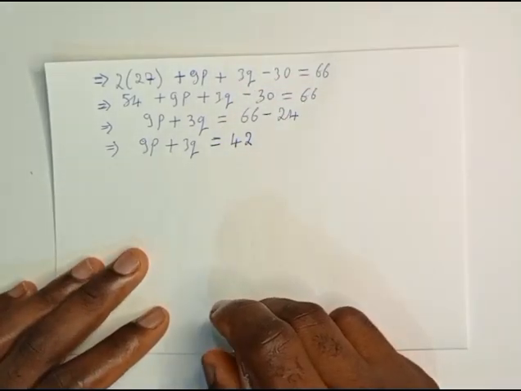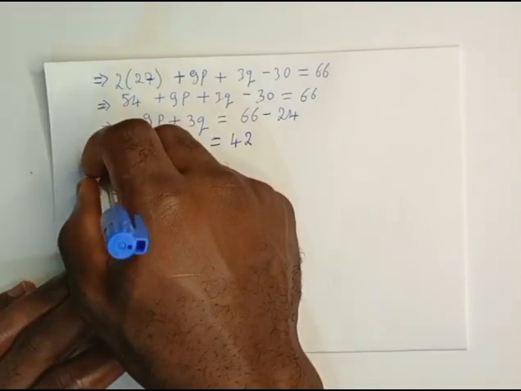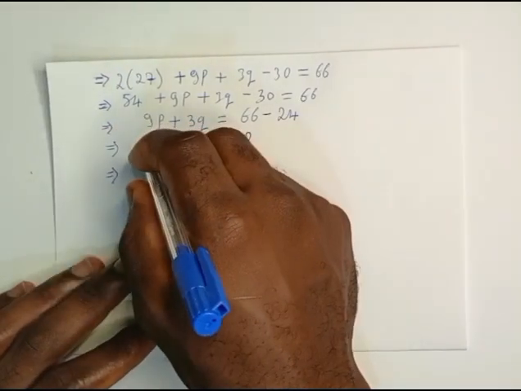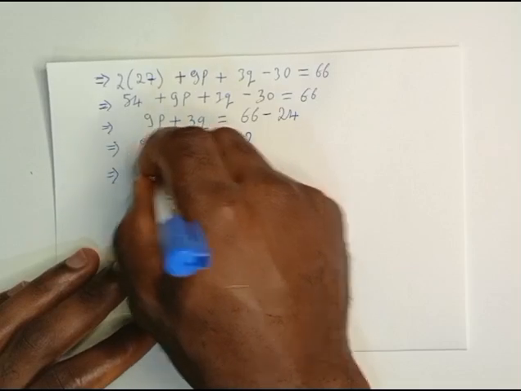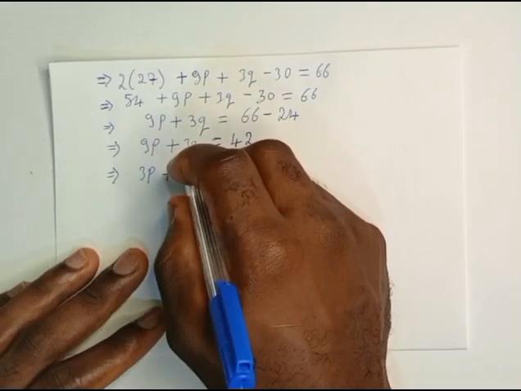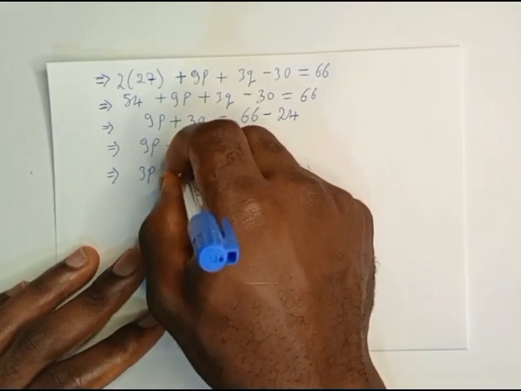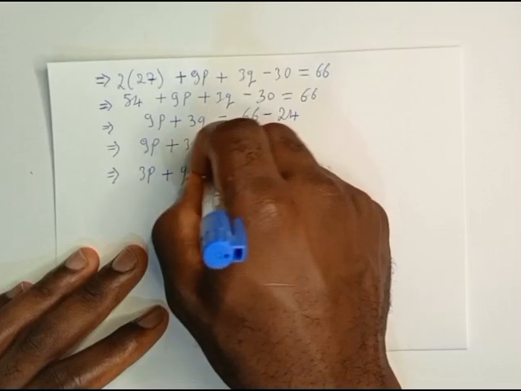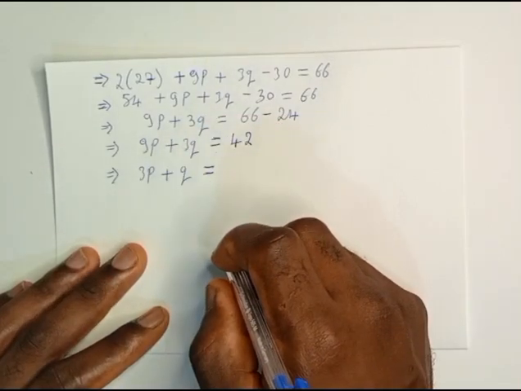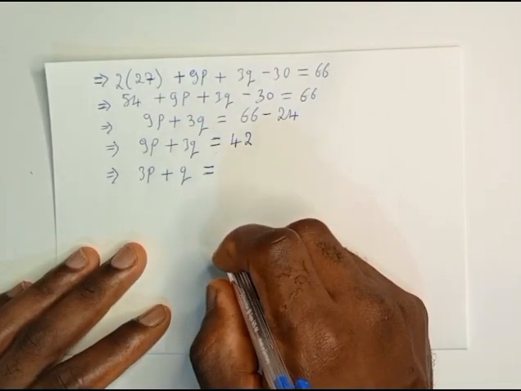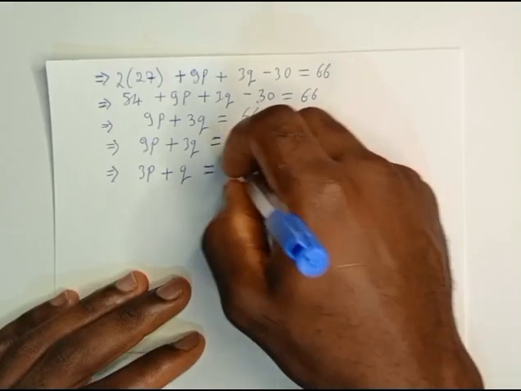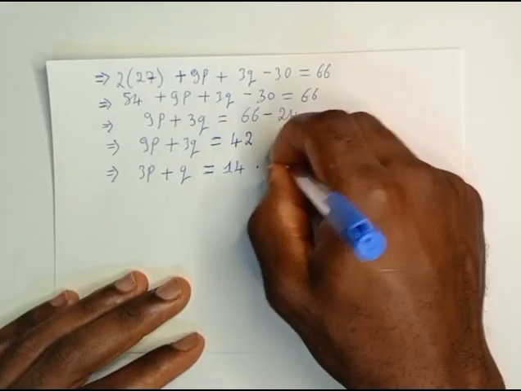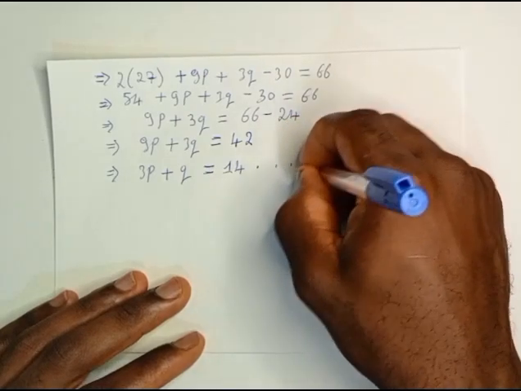Next, we are going to divide both sides by 3. Dividing both sides by 3 will give us 9p divided by 3 gives us 3p, plus 3q divided by 3 gives us q, is equal to 42 divided by 3 gives us 14. We call this one equation 2.